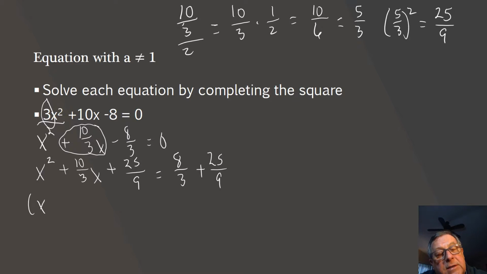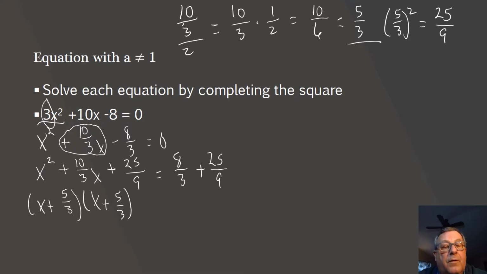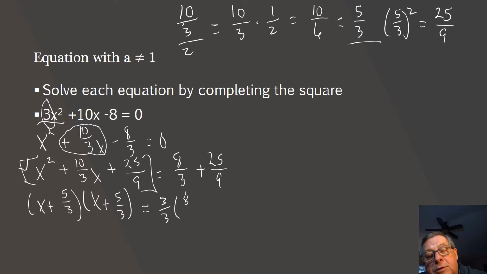We'll say x plus 5/3 times x plus 5/3, and this is my factor. And if you're ambitious and want to FOIL that, you'll see that that comes to this portion of our equation, x squared plus 10/3 x plus 25 over 9. And then over here, if I'm going to add 8/3 to 25 over 9, I have to get a common denominator. And I see that 3 times 3 is 9. So if I multiply 8/3 by 3 over 3, I can have a common denominator of 9.